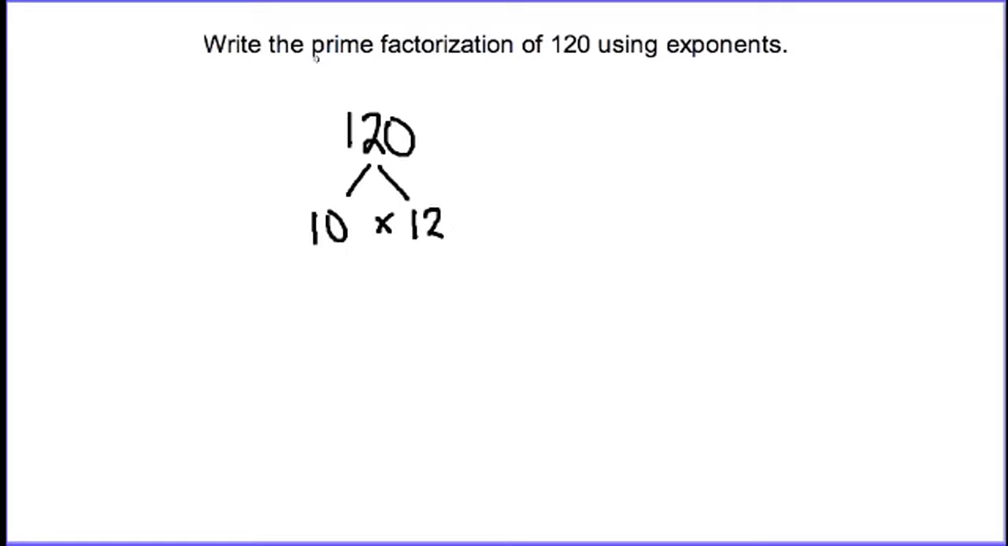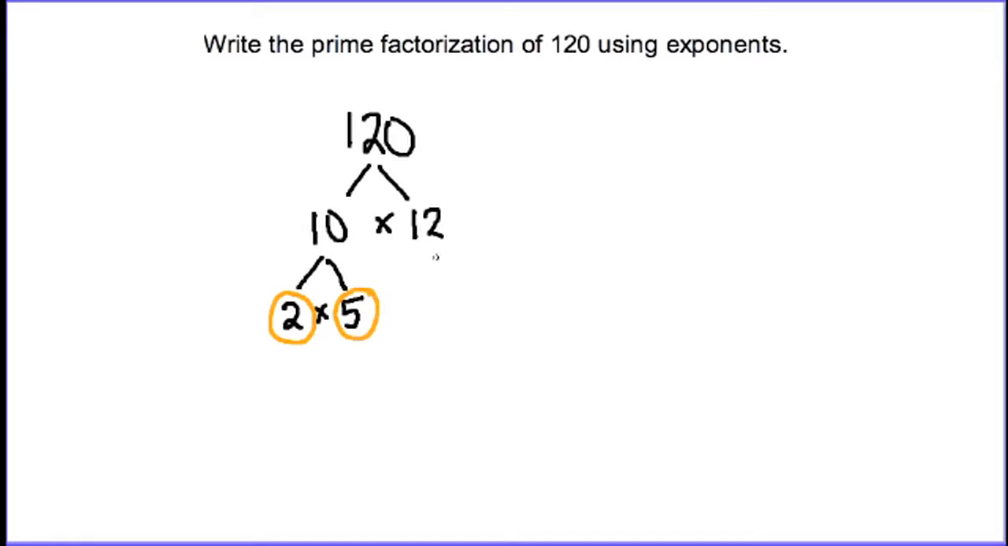The prime part of this is I'm going to try to identify prime numbers as I go. Neither 10 nor 12 are prime numbers, so I'm going to break each one of these down further. 10, I know, is 2 times 5. And here's where I can see that both 2 and 5 are in fact prime numbers, so just to keep an eye on that, I'm going to circle the 2 and I'm going to circle the 5.